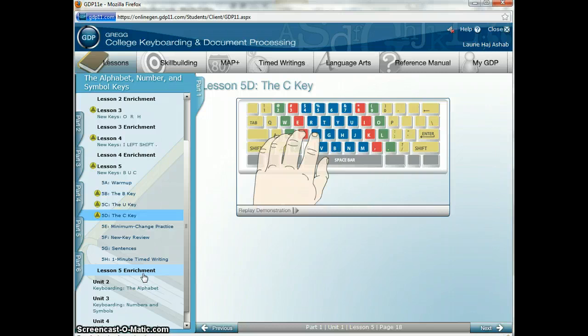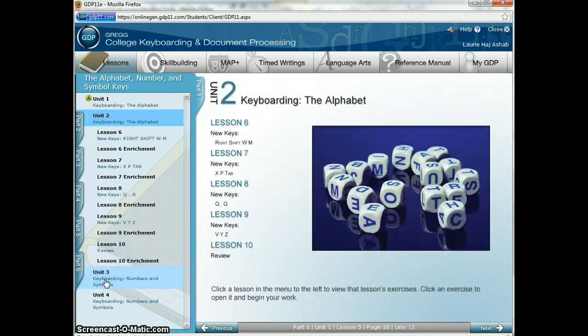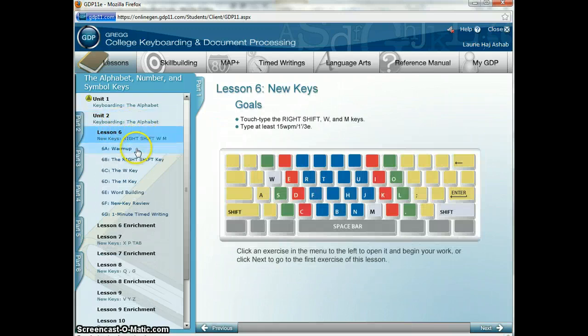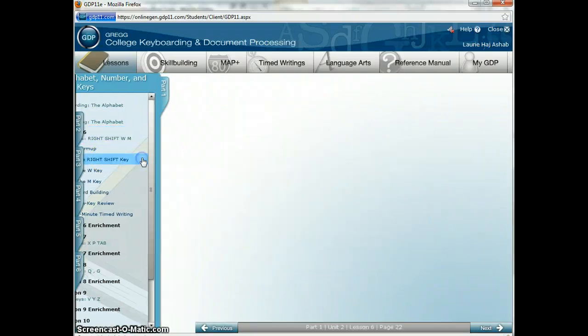All right, now the last new lesson is lesson number 6. So I'm going to click on unit number 2 and notice how it comes up with part 2. Under Unit 2, but remember the units are different than what we have in our keyboarding book as opposed to Blackboard. So I'm going to find lesson number 6 here, and it tells us we're going to be learning the right shift, the W, and the M. And actually the right shift is going to be a review for you because I've already briefly covered that. Okay? So after you do your warm-up, we're going to go into the right shift key.